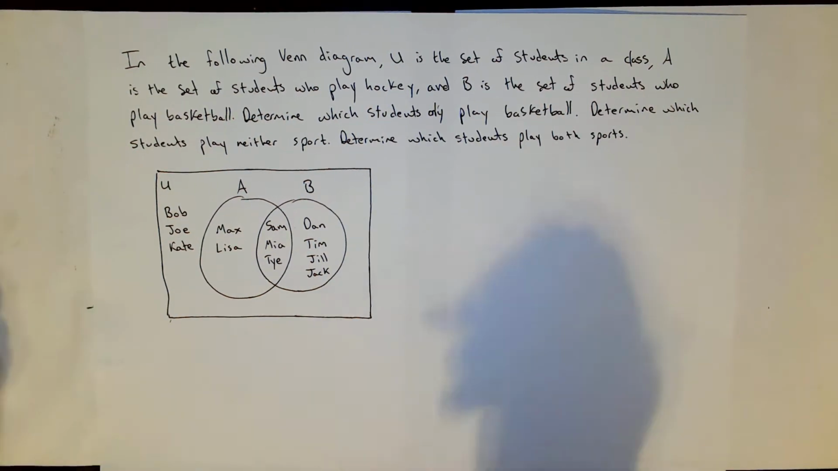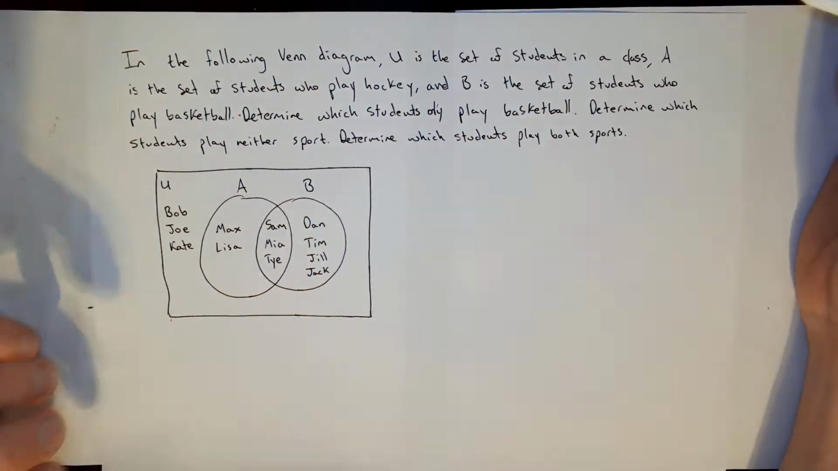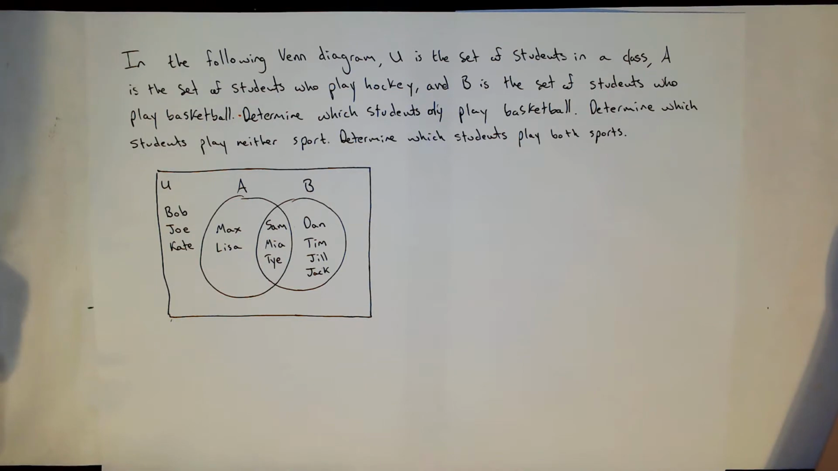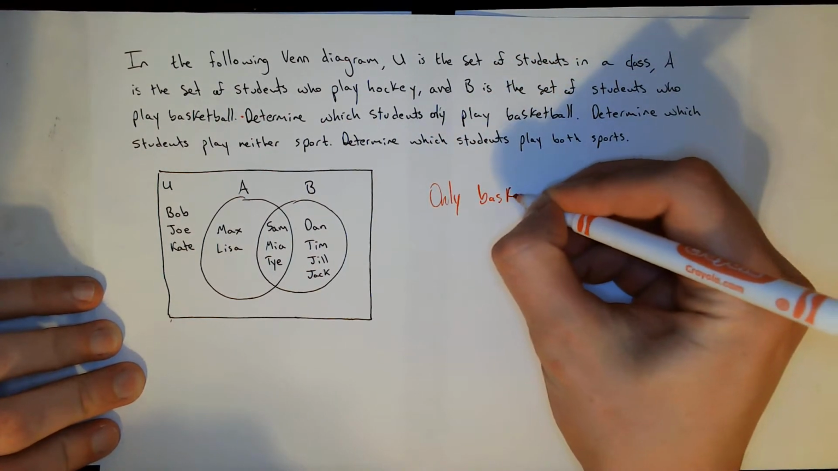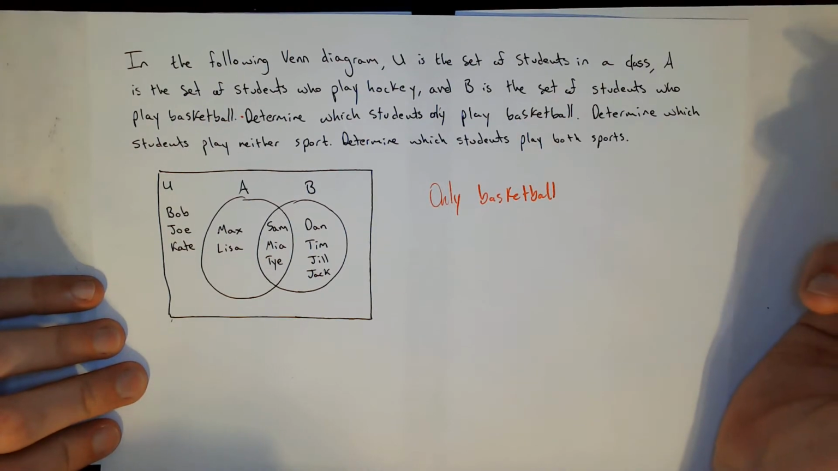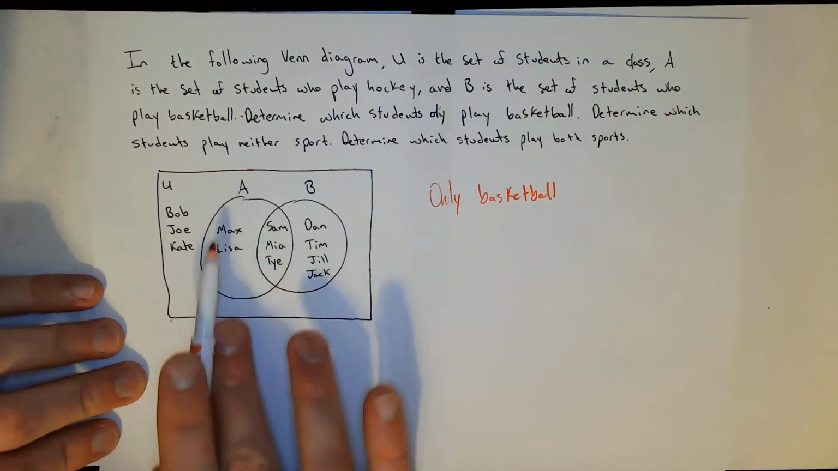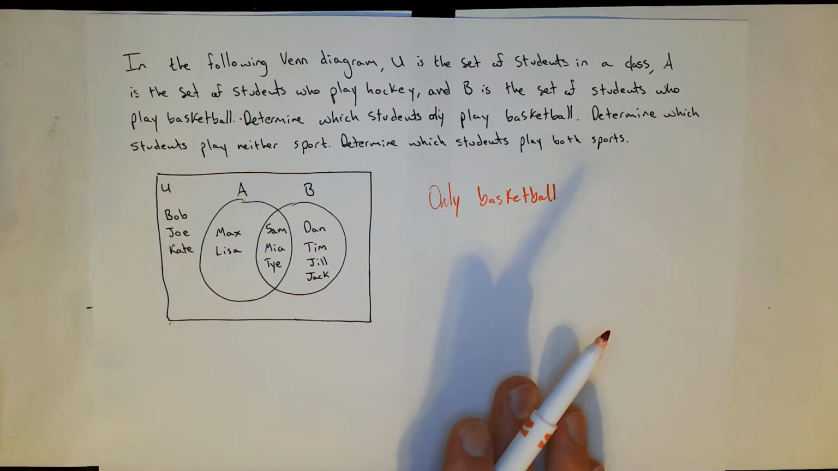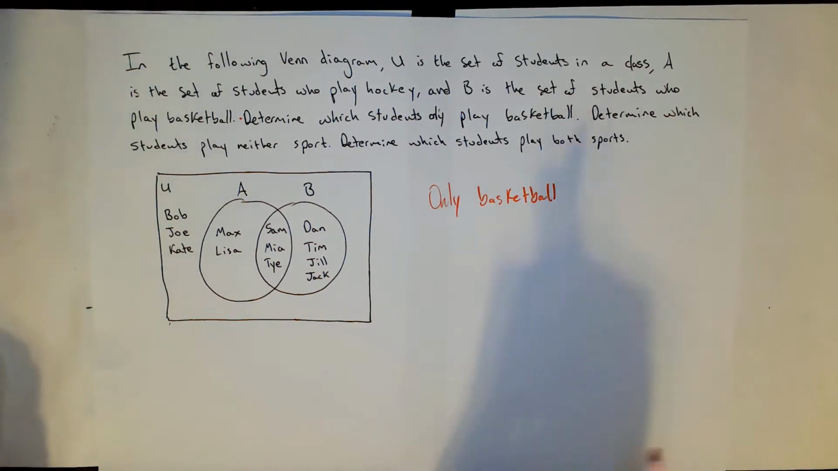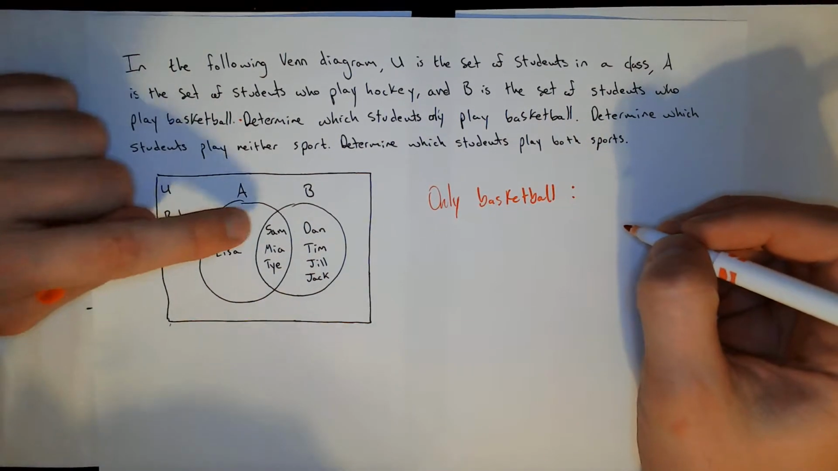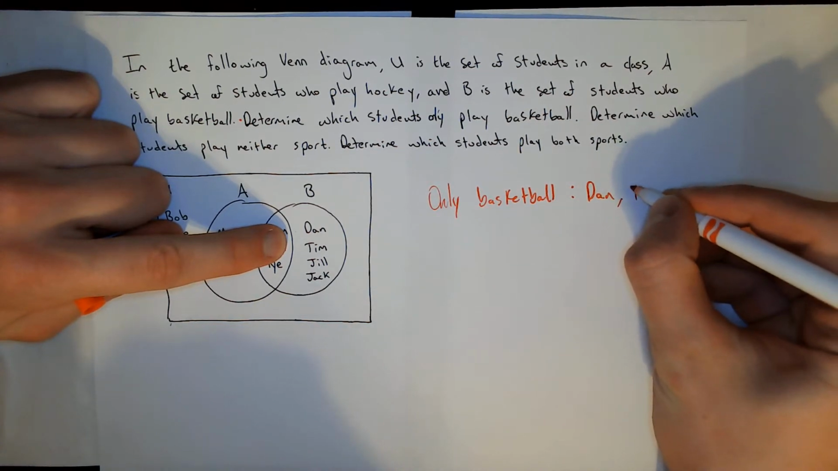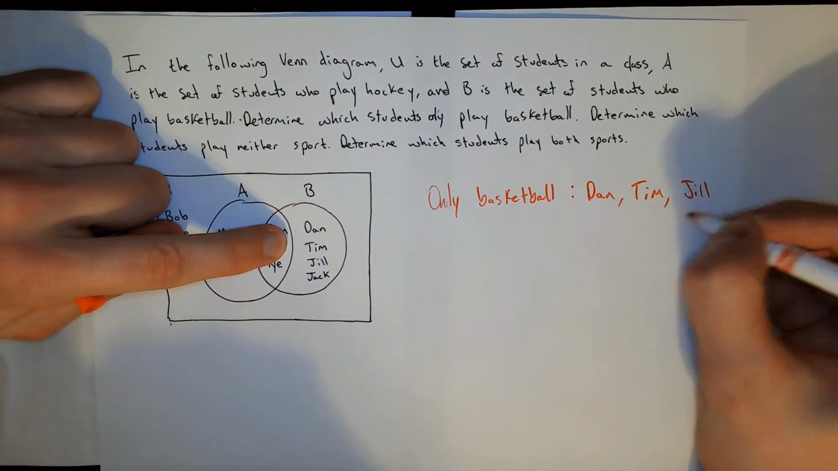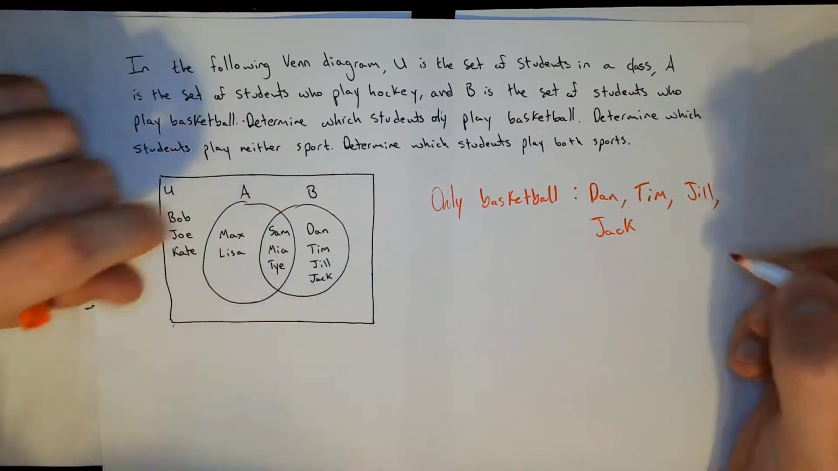So the first question here says, determine which students only play basketball. Well, B is the set of students who play basketball, so these 8 students play basketball, but I want to know the students who only play basketball. Well, that would be not these 3 that also play hockey. So only Dan, Tim, Jill, and Jack. Okay.